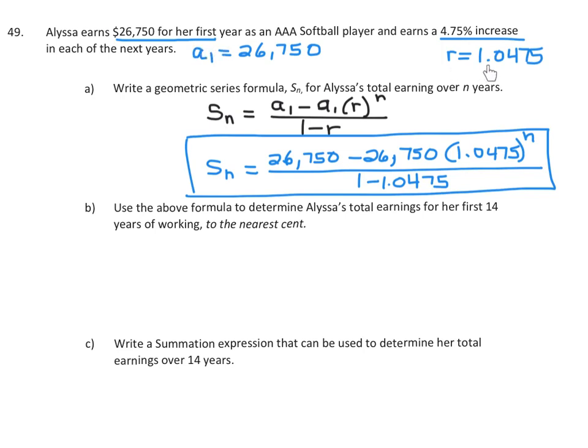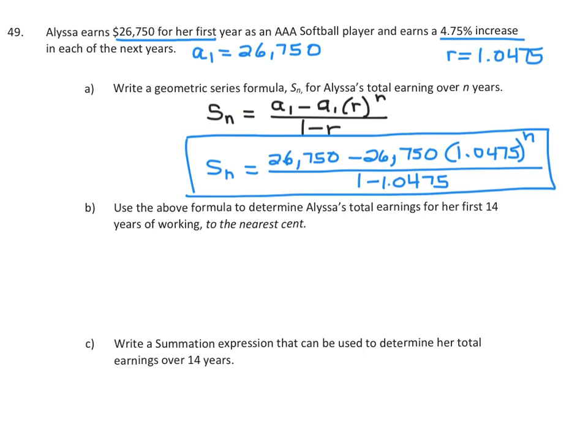R is equal to 1.0475, because it's 1 plus. Since it's increasing by this percent, it's 1 plus this rate. So the rate, if you move the decimal place back twice, would be 0.0475. And when we add that to 1, we get 1.0475.